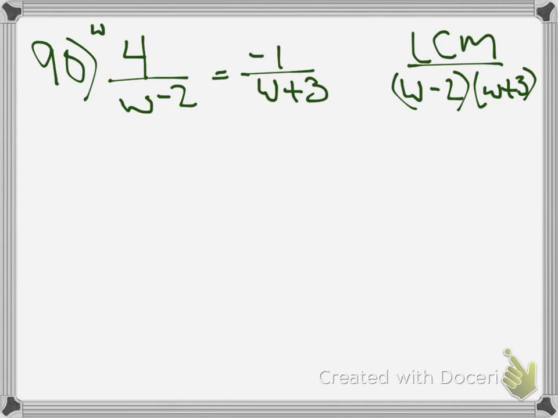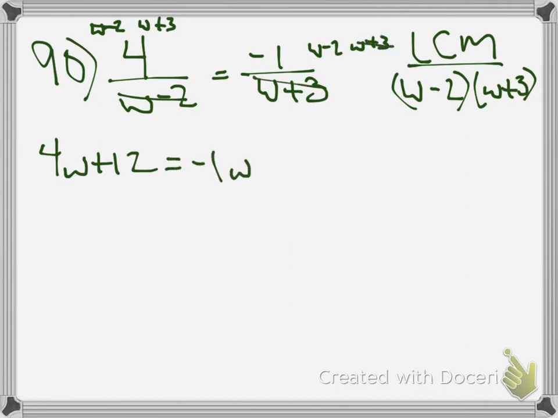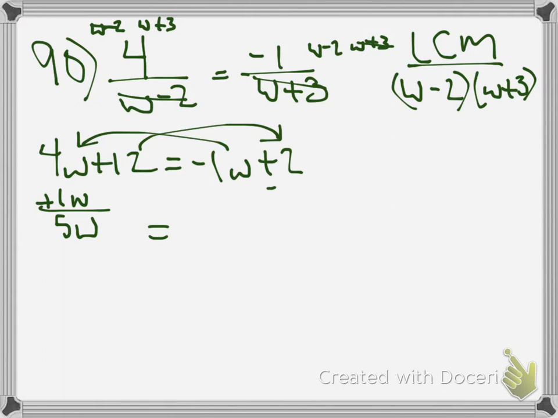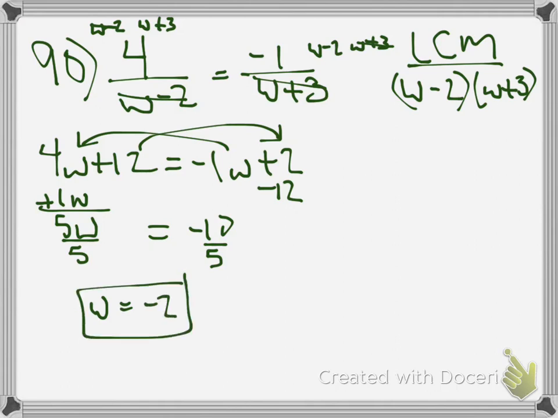And then, if you multiply the first one by the LCM, the w minus 2's would cross out, leaving you 4 times w plus 3, which would be 4w plus 12. The second one, the w plus 3's would cross out, leaving negative 1 times w minus 2, which would give me negative 1w plus 2. Variables to the left, numbers to the right, and then you could divide after that. So 4 plus 1 is 5w, 2 minus 12 is negative 10, divided by 5, you get negative 2. Simple, easy peasy, right? Let's go to the next one.